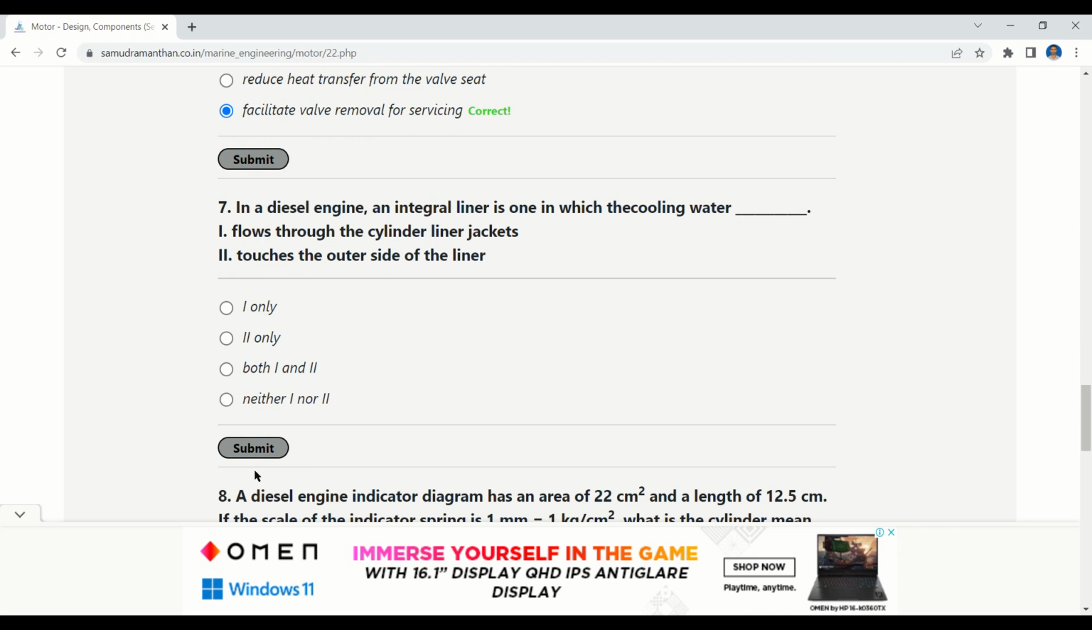Our next question is, in a diesel engine, an integral liner is one in which the cooling water, and there are 2 options: 1, flows through the cylinder liner jackets; 2, touches the outer side of the liner. The first one is the correct one, and the second one is not the correct one, so the correct option should be 1 only.